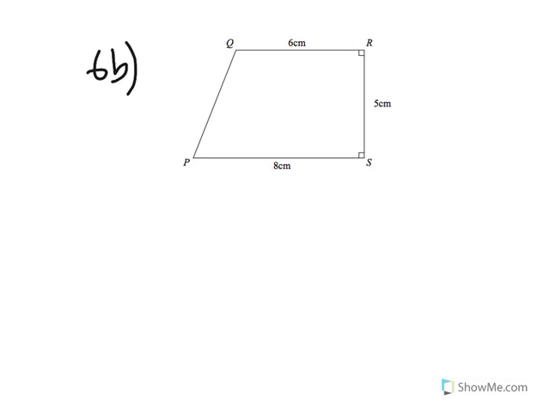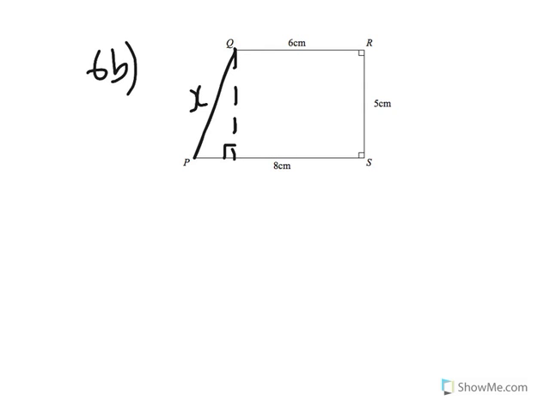Okay, question 6b is asking you to calculate the length PQ. Now we'll label this PQ as x, and give your answer correct to 3 significant figures. This seems tricky at first, but really look at it. First of all, I suggest you split the shape into 2. So now you've got a right angle triangle, and you've got a nice rectangle over here.